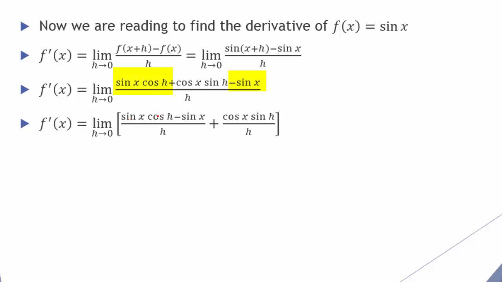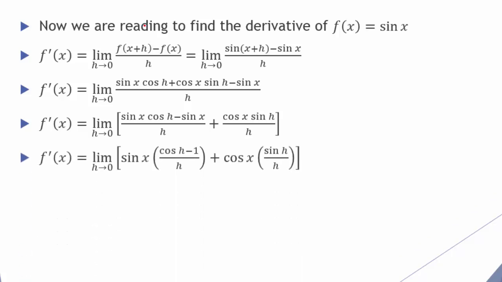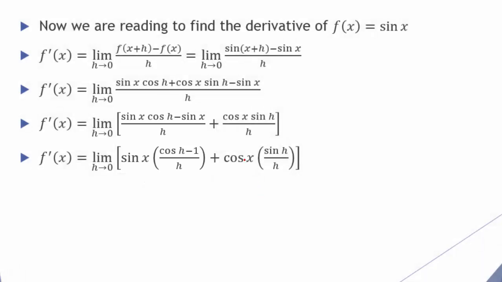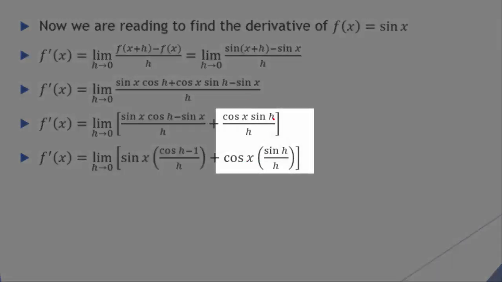We're going to take the sine x cosine h and the minus sine x and put those over h, and then split off the cosine x sine h over h. These two are equivalent, but we've chosen to split them into two separate fractions. The reason is that the first fraction now has a sine x in common in the numerator, so we'll factor it out, and we're left with cosine h minus 1 over h. In the second one, there's nothing in common, so we're not really factoring it out.